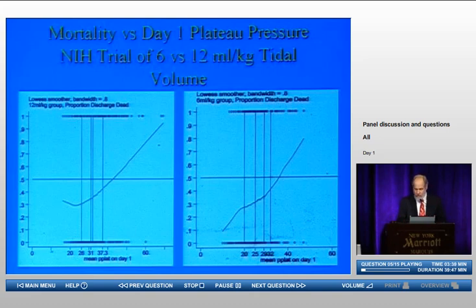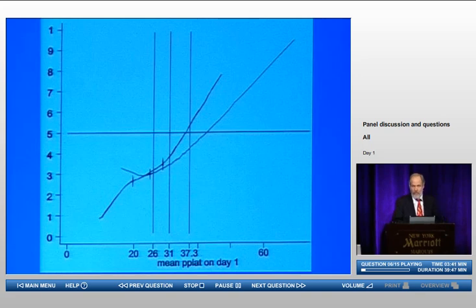Period. End of story. When you put the two on top of each other, it's interesting to note that in that 20 to 30 centimeter water plateau range, they essentially overlap each other. If the plateau pressures were that low in this particular study, it didn't matter which group you were in, your mortality was exactly the same. You take a patient who had on day 1 a plateau pressure of 26, their mortality was about 30%, whether you received 6 ml per kilo or whether you received 12 ml per kilo.